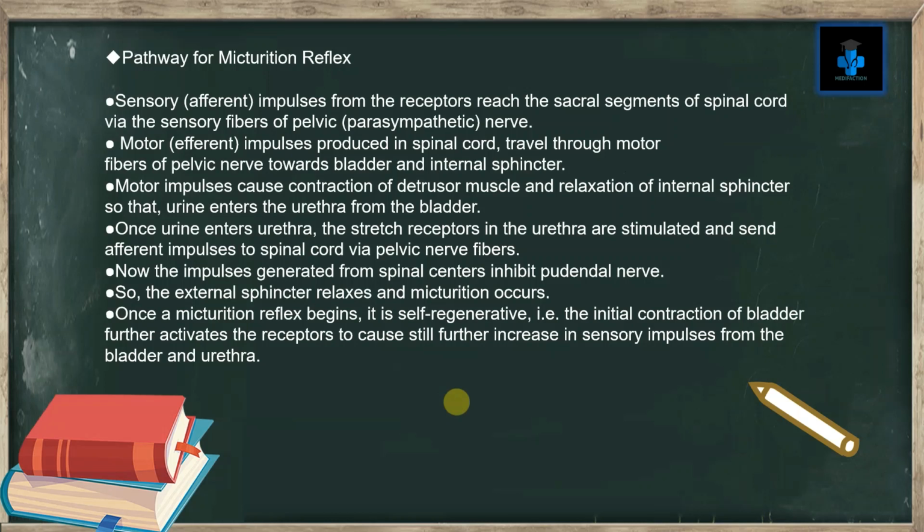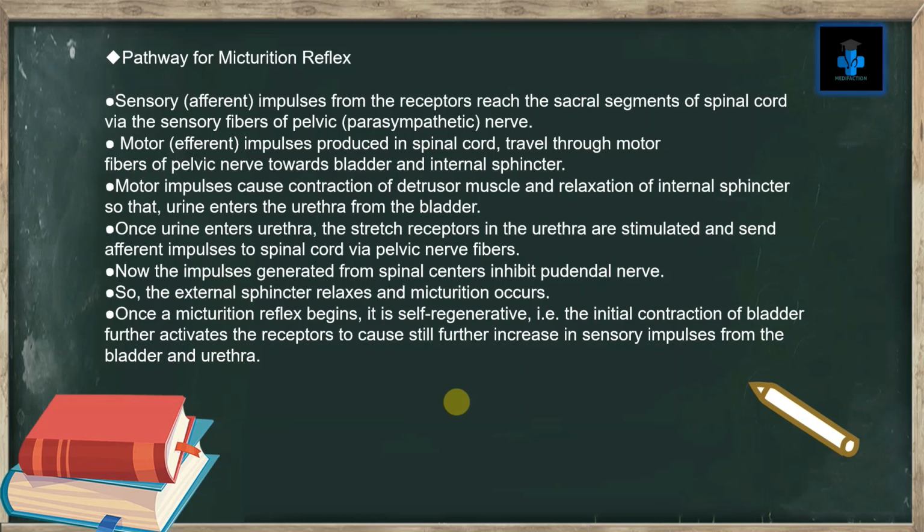Pathway of micturition reflex. Sensory or afferent impulses from the receptors reach the sacral segments of the spinal cord via the sensory fibers of the pelvic or parasympathetic nerve. Motor, that is efferent, impulses produced in the spinal cord travel through motor fibers of the pelvic nerve towards the bladder and the internal sphincter. Motor impulses cause contraction of the detrusor muscle and relaxation of the internal sphincter so that urine enters the urethra from the bladder.